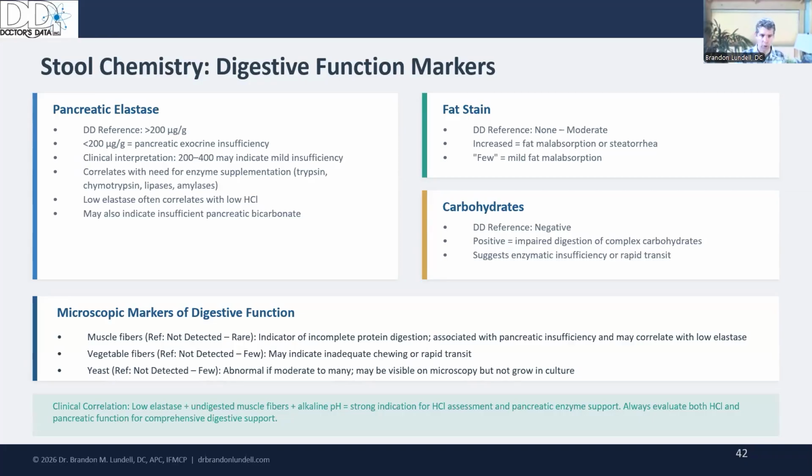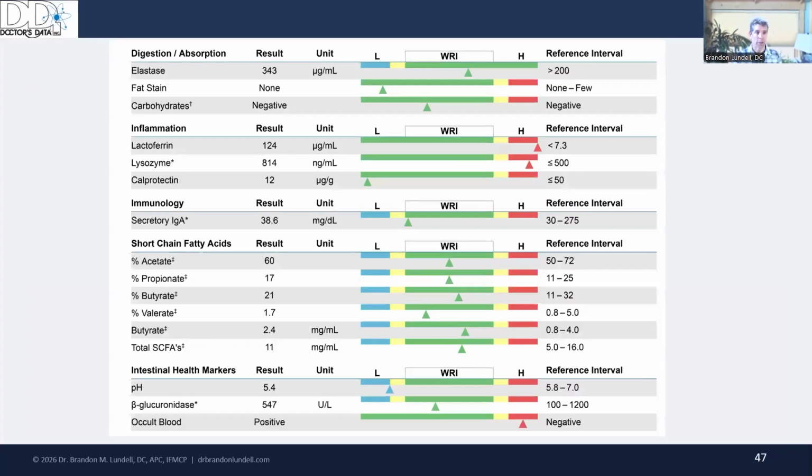If you see a lot of those under the microscope, but it doesn't grow, it could be that they're just eating a lot of yeast in the food. So make sure that you differentiate yeast that needs to be treated versus yeast that is transitory. So here's your stool chemistry.